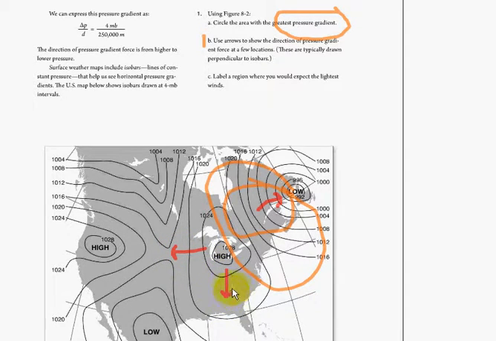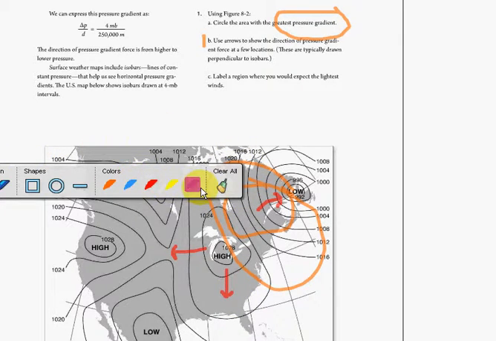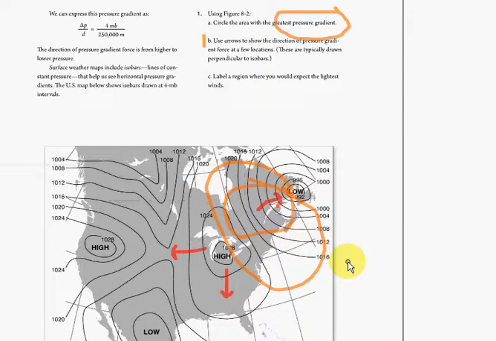And finally it says label a region where you would expect to have the lightest winds. The strength of the wind is determined by how close together the isobars are. So we want to find a place where the isobars are really far apart. This would be a great answer down here over the tropical Atlantic, or any place where the isobars are really far apart.